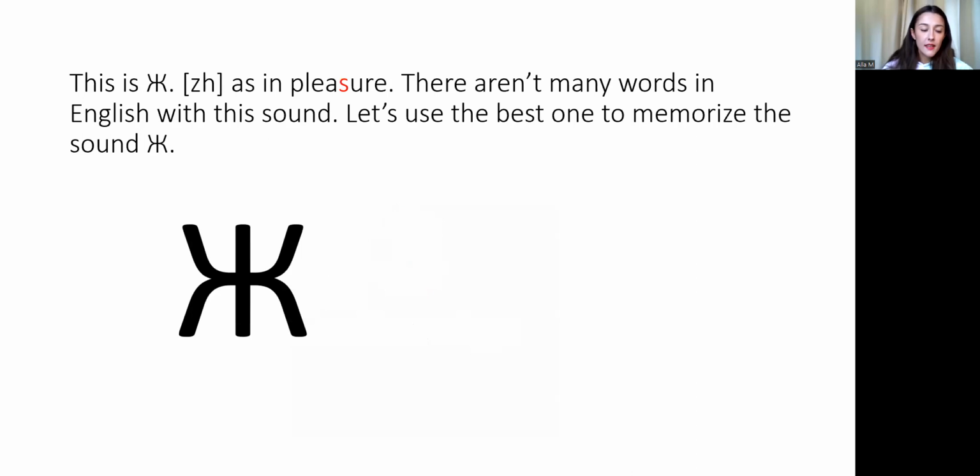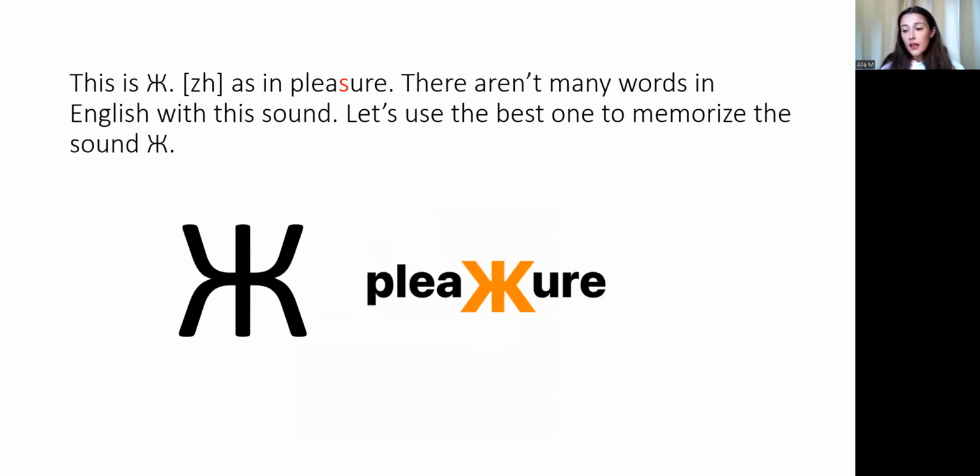J. This is J. J as in pleasure. There aren't many words in the English language containing this sound. So this word pleasure is not even English. Let's be honest, it came from French. So let's use the best word we can find to memorize the sound J. Pleasure, that's the mnemonic that I have for you guys. J is right here in the middle.